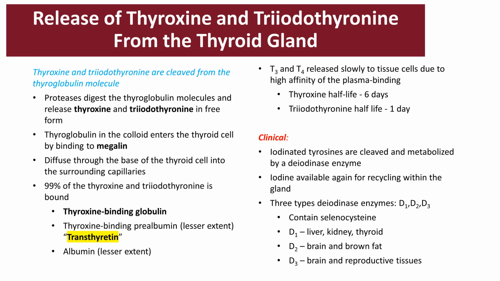The iodinated tyrosines are then cleaved by the deiodinase enzyme, which makes iodine available again for recycling. So not all the iodine is wasted. Your body does recycle some of this. And if there is a deficiency, mutation, or some sort of damage to the deiodinase enzyme, you might also have an issue in creating T3 and T4.